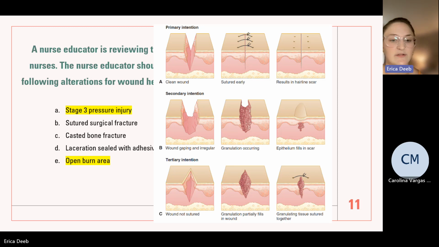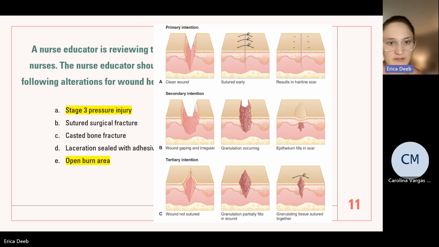D, a laceration sealed with adhesive. Again, it's going to be primary, or possibly maybe tertiary if it had some time to heal first. But again, if it's able to be closed up, it's not going to be secondary. And then E, an open burn area. A burn we wouldn't be able to suture closed or anything, so that would also be healed through secondary intention. With secondary intention, there's extensive tissue loss that prevents the wound edges from being approximated, and they should not be closed. So that's how we can remember that one.